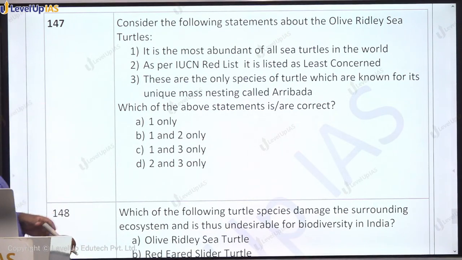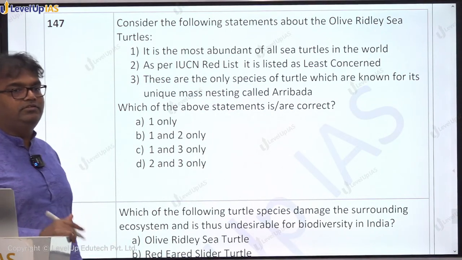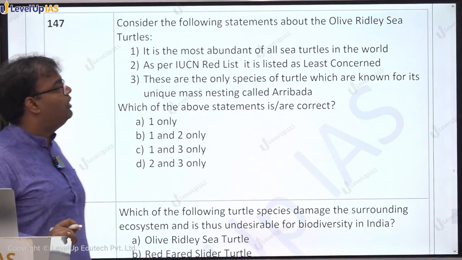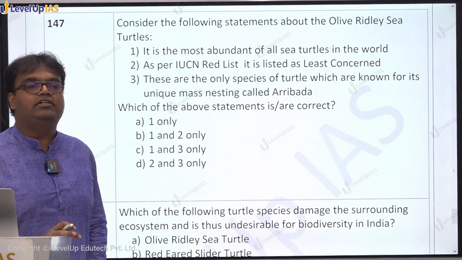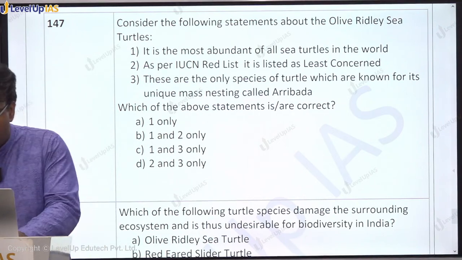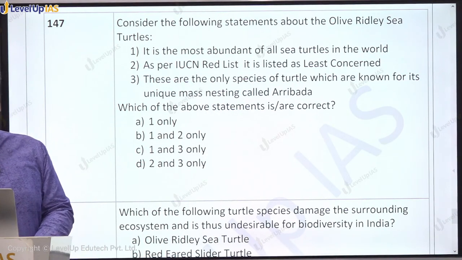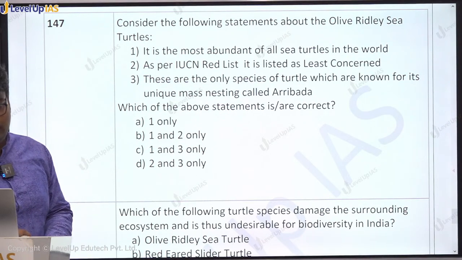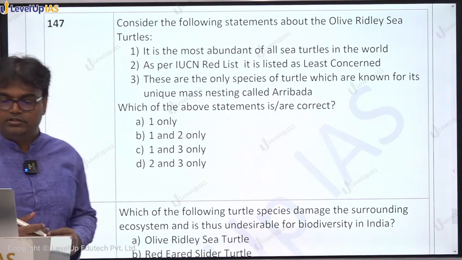Okay, 147. Consider the following statements about Olive Ridley turtles. It's the most abundant of all sea turtles in the world. Yes. As per IUCN Red List, it is listed as least concern. No, vulnerable. These are the only species of turtle which are known for its unique mass nesting called Arribada. No. Its close cousins, apart from the Olive Ridley sea turtle, there was one more sea turtle, let me give you the name, Kemp's Ridley sea turtle, which did this Arribada. So the answer here would be A. Olive Ridley sea turtle is the most abundant sea turtle, A would be the answer.